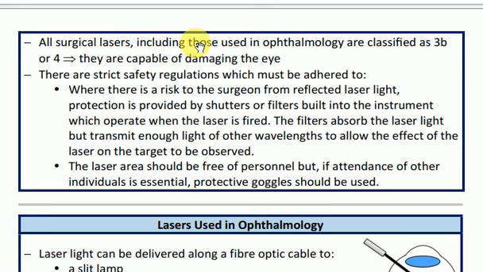All surgical lasers, including those used in ophthalmology, are classified as 3B or 4. They are capable of damaging the eye. So there are strict safety regulations which must be adhered to. When there is a risk to the surgeon from reflected laser light, protection is provided by shutters or filters built into the instrument, which operate when the laser is fired. The filter absorbs the laser light but transmits enough light of other wavelengths to allow the effect of the laser on the target to be observed. The laser area should be free of personnel, but if the attendance of other individuals is essential, protective goggles should be used.